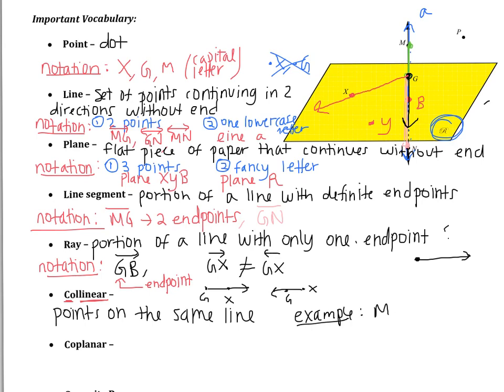So M is on that line, G is on that line, B is on that line, and N is on that line. So we would say points M, G, B, and N are all collinear. They fall on the same line. X is not collinear with these 4. P is not collinear with these 4. Those points are not on the same line.